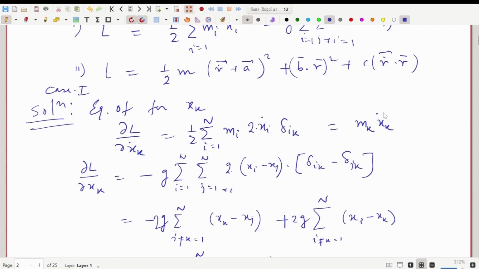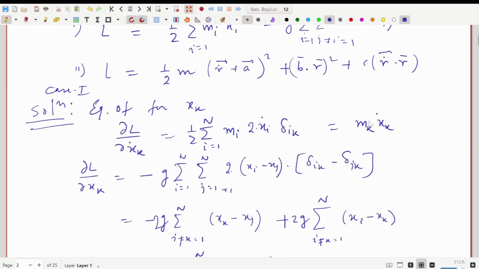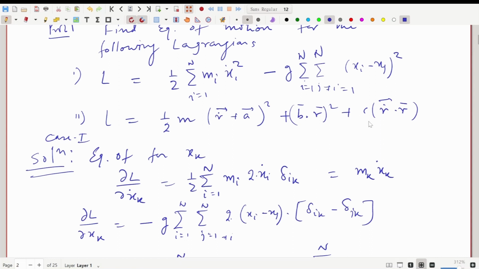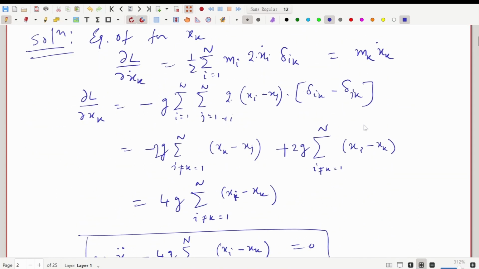So it will be half m as it is, then 2 times (r dot vector plus a vector), and then r dot vector will be differentiated. So that's all from the first term. Now there is also a velocity term in the last term, the c term. Now you have to be careful: r dot vector dotted with c vector, and you are differentiating with respect to r dot vector. So this term will give you a c vector.